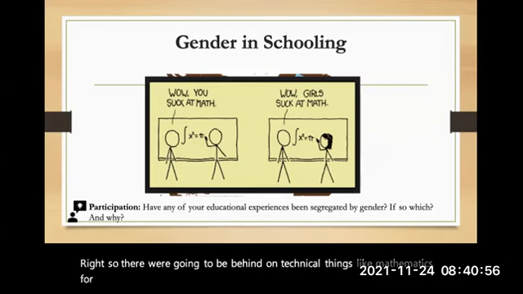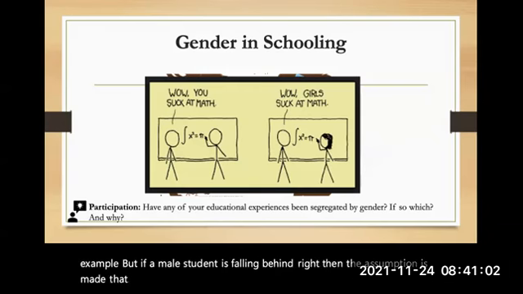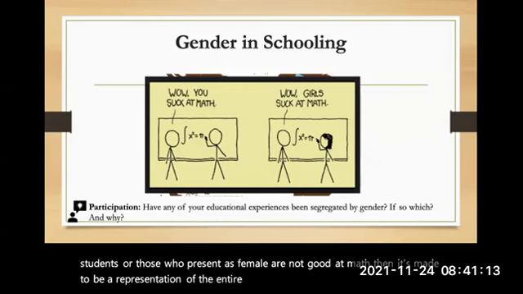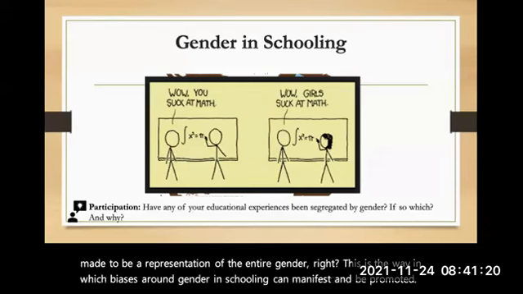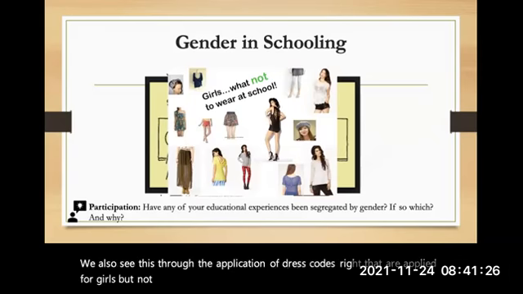But if a male student is falling behind, right, then the assumption is made that that male student, that individual, is not good at math. But when female students, or those who present as female, are not good at math, then it's made to be a representation of the entire gender. Right, this is the way in which biases around gender in schooling can manifest and be promoted. We also see this through the application of dress codes, right, that are applied for girls, but not necessarily applied to boys.